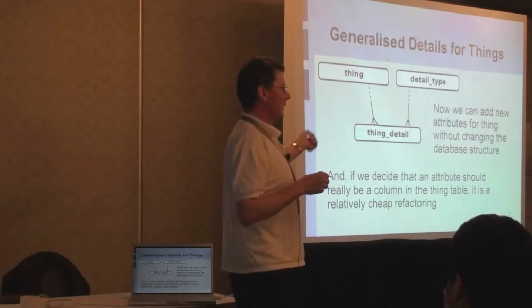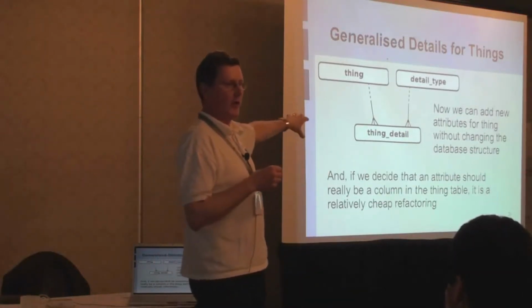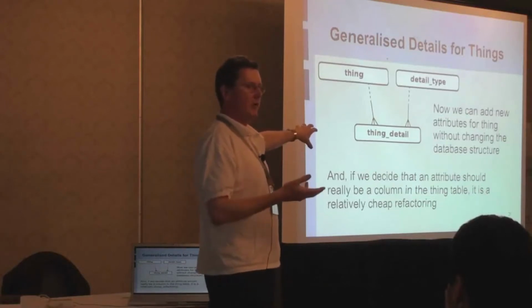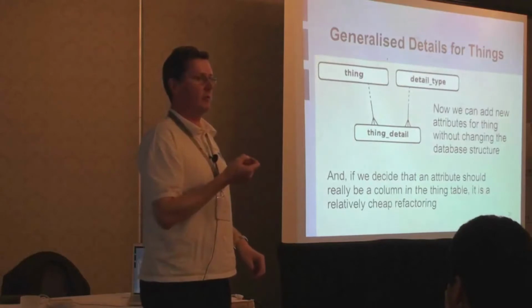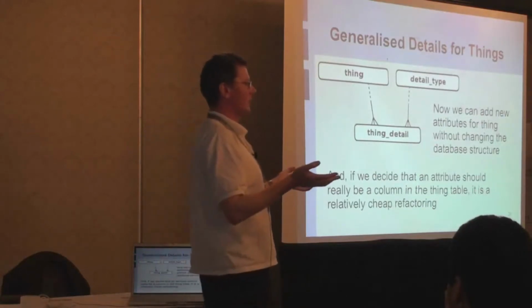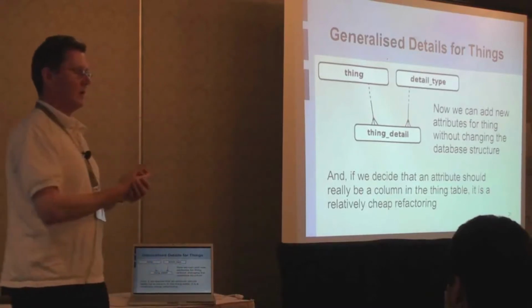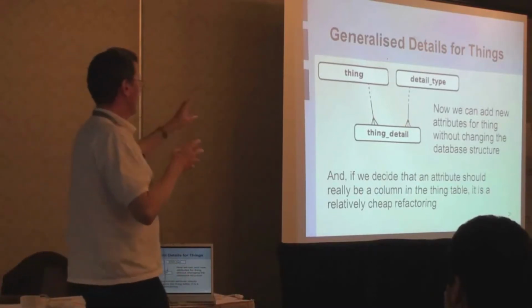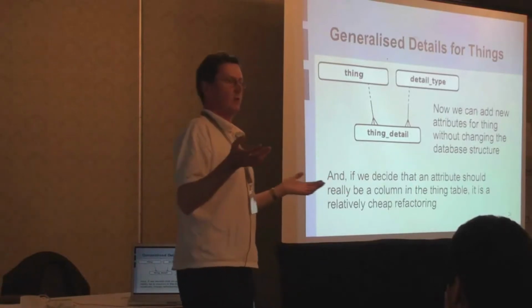But if we later decide that an attribute really needs to be in the thing table and not as a dynamic attribute, we can add it. Because an addition to that thing table is less expensive than most other refactoring. It's an addition, so it's a cheap refactoring. So you don't necessarily have to get this right straight up, but this is a flexible model that allows us to not worry about attributes.